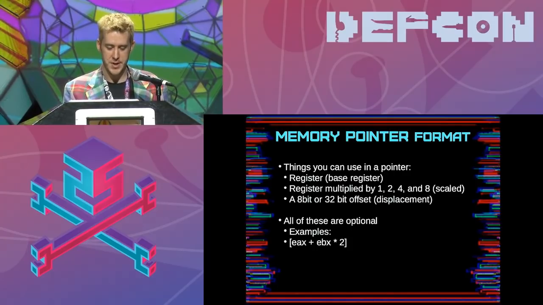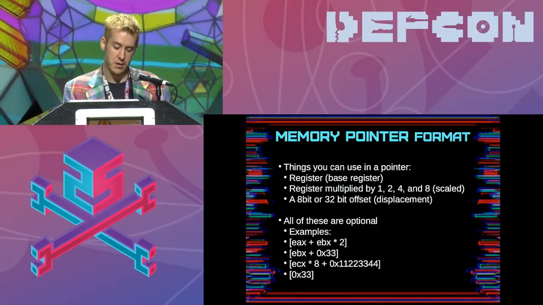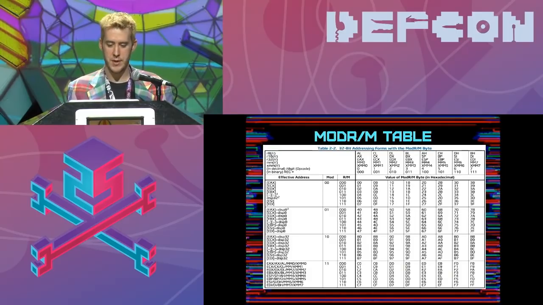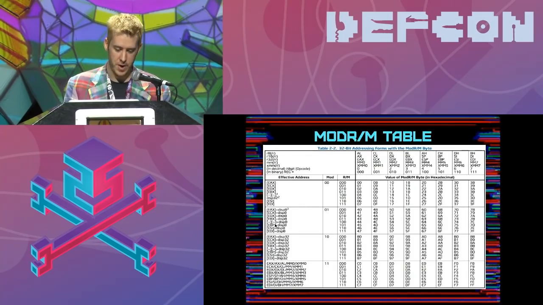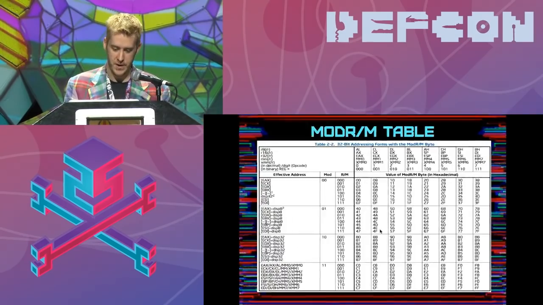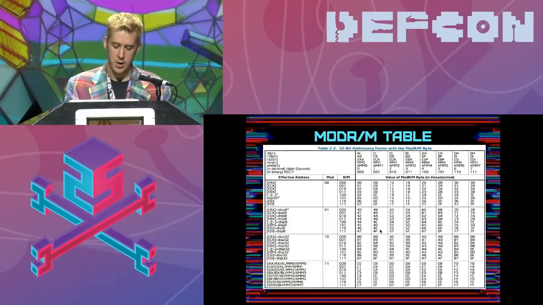So some examples of what you see in assembly language, like the pointer part of it, is EAX plus EBX times 2, EBX plus 33, ECX times 8 plus this longer hex value, and maybe just displacement. They're all optional. Of course, you have to have at least one, or else what are you referring to? This is what the ModRM table looks like, and we'll get to the SIB table first, but it's like a lookup table. You align one of your operands up here, and then the other operand, which could be a pointer, over here, and you just find where it aligns to in the table.